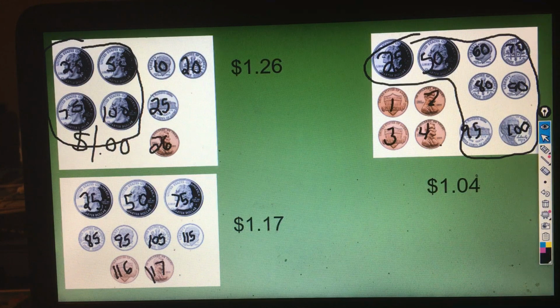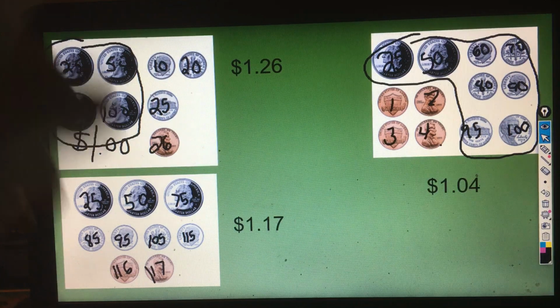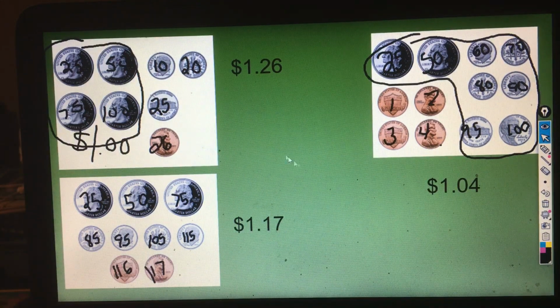Remember with cents, there's 3 different ways you can write it, and with dollar, but once you hit $1, it needs to look like it looks right here with the dollar sign and the decimal point.